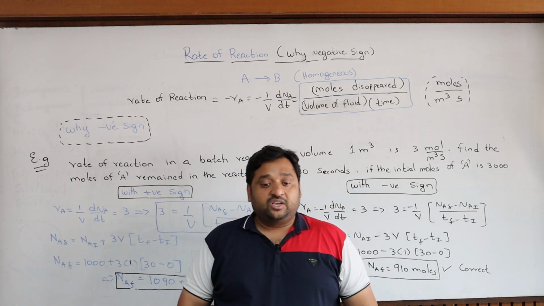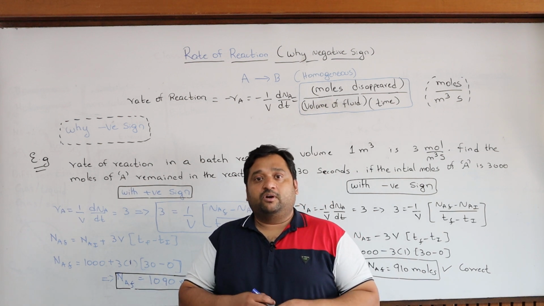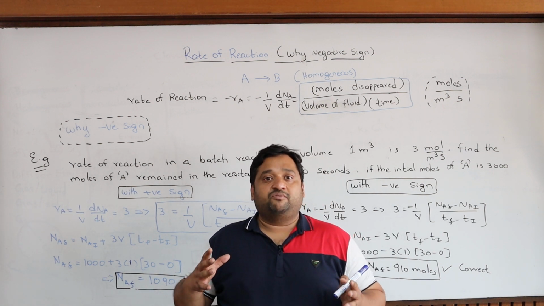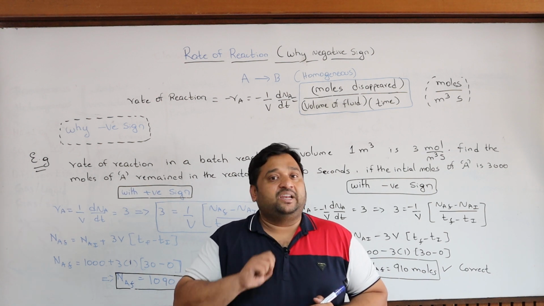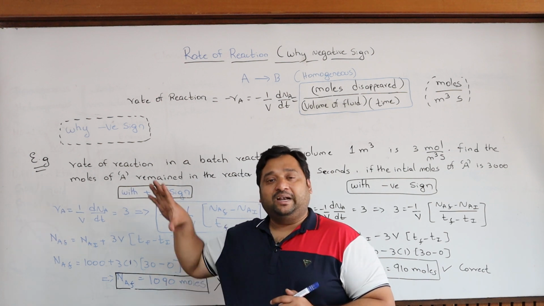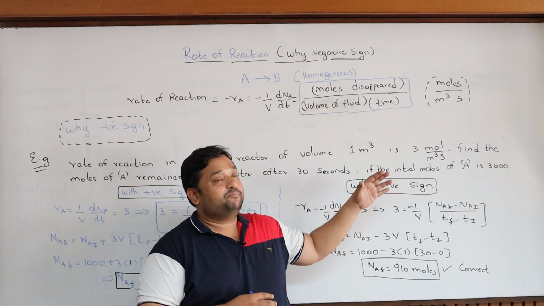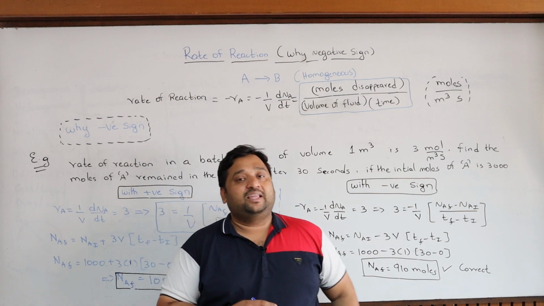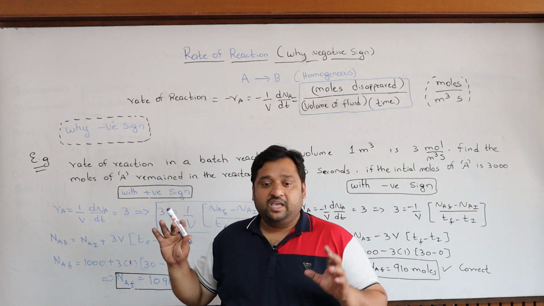And in today's example, we try to find out the concentration of reactant A after the reaction with two different cases. One is by taking a positive sign in the rate of reaction, and the second is by taking a negative symbol in the rate of reaction. Okay, let us move into the deeper topics.